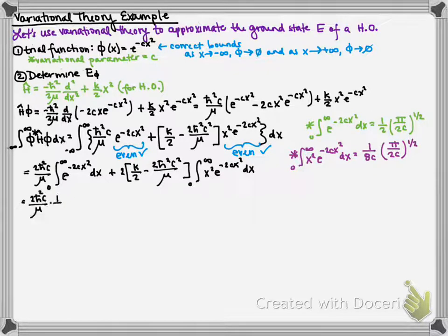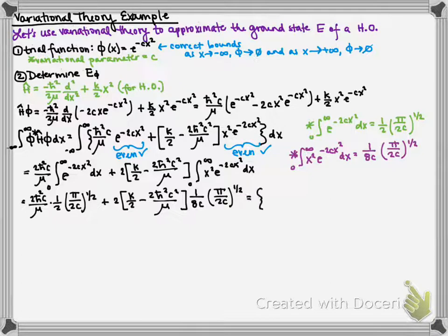So we'll have our constant 2ħ²c/μ times 1/2 π over 2c square root, plus 2 times the quantity k/2 minus 2ħ²c²/μ times 1/(8c) square root of π over 2c, which we can simplify a little bit and combine some terms. And we're going to leave this square root of π over 2c out because I know things that you don't yet. We haven't done our second integral.